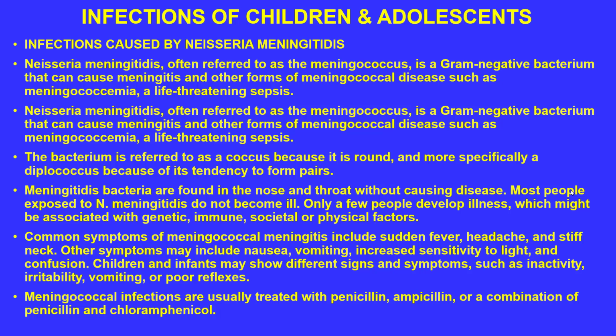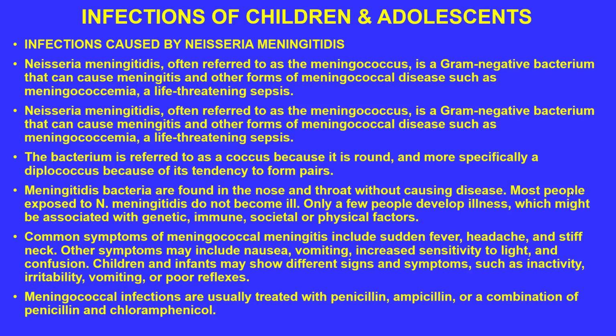The bacterium is referred to as a coccus. It's somewhat rounded, and it's called a diplococcus because what you have are these two spherical, basic round cells, and they tend to form in pairs. Now, this particular type of bacteria is found in the nose and throat without causing disease. Most people that are exposed to N. meningitidis do not become ill. Only a few people develop the illness, which might be associated with genetic, immune, social, societal, and physical factors.